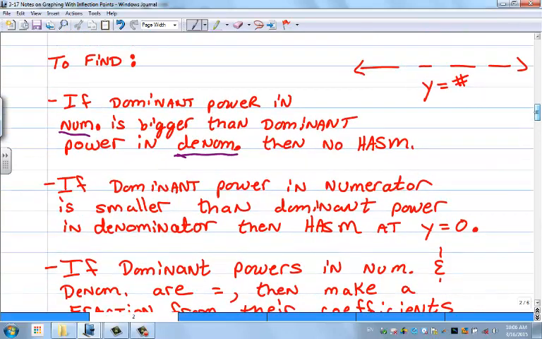If the dominant power in the numerator is bigger than the dominant power in the denominator, that would be something like, for example, f of x equals x cubed minus 3x. That would have no horizontal asymptotes because it's not a fraction. Or f of x equals x to the 4th minus x squared minus 1 over 3x cubed minus 2x. Okay, dominant power in the top is bigger, no horizontal asymptotes. That's what those look like.